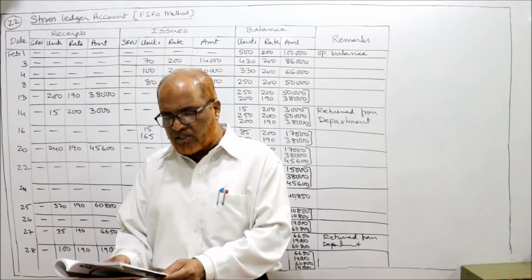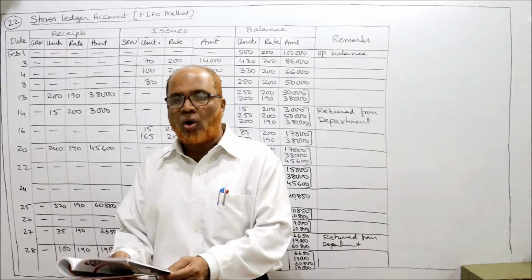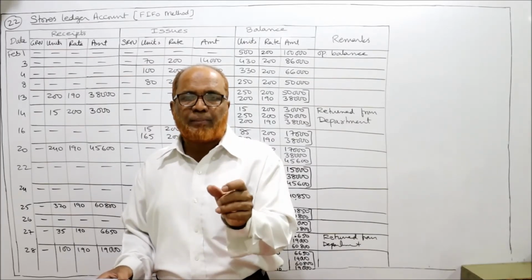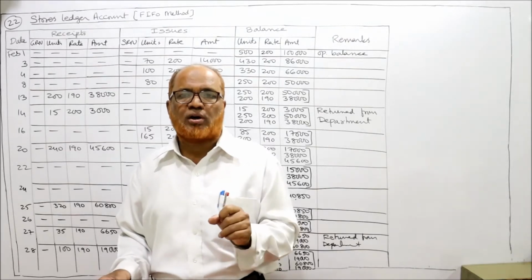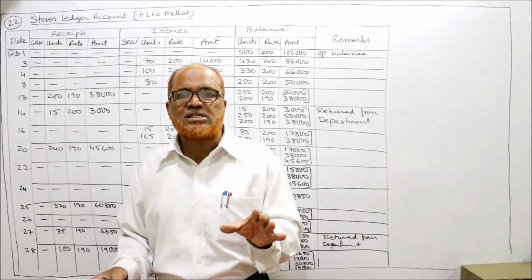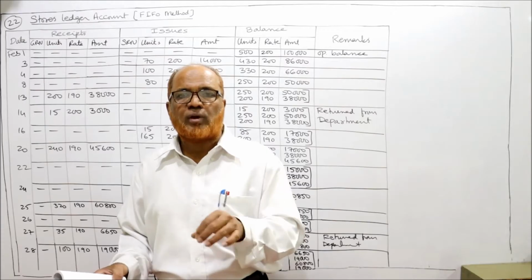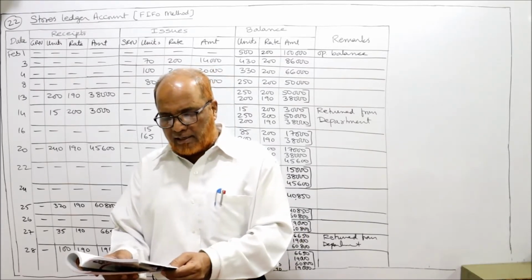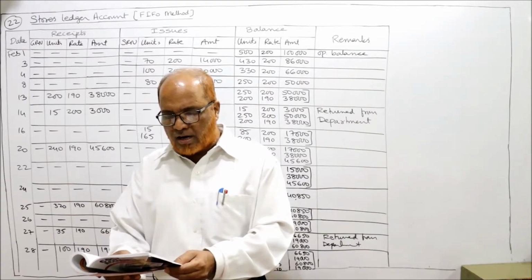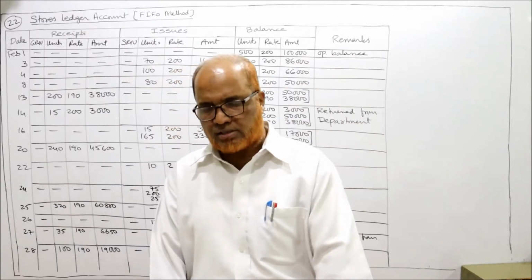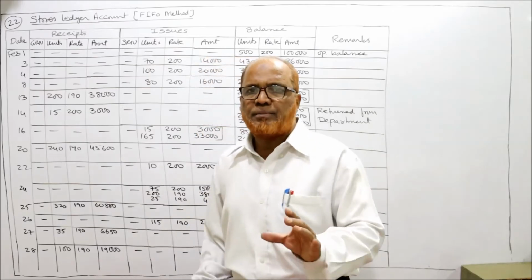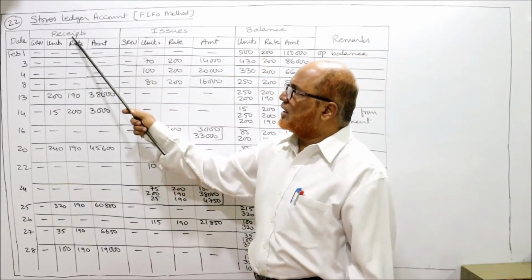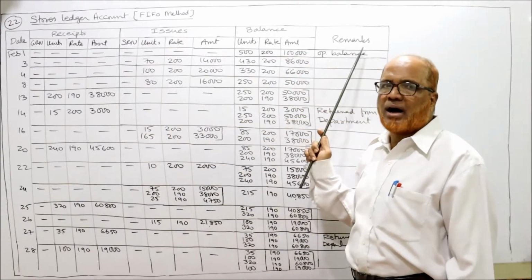The stock verifier has found a shortage of 10 tons on 22nd Feb. So on 22nd Feb, on physical verification of the stock, it was found that 10 tons were in shortage. So we have to record the shortage in issue column and leave a note accordingly. Draw up a priced stores ledger card for the material showing the above transactions. This is the problem. Some abnormal items are there. That's why stores ledger account FIFO, date, receipts, issues, balance, and remarks column.